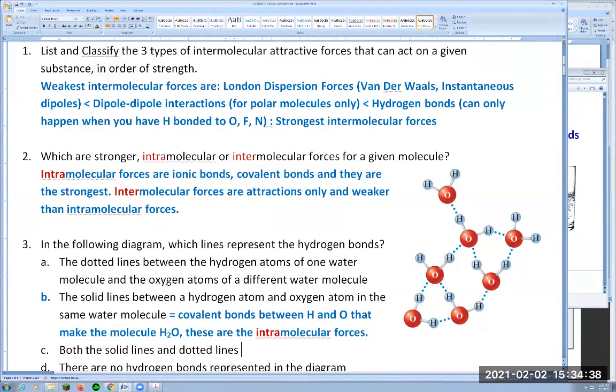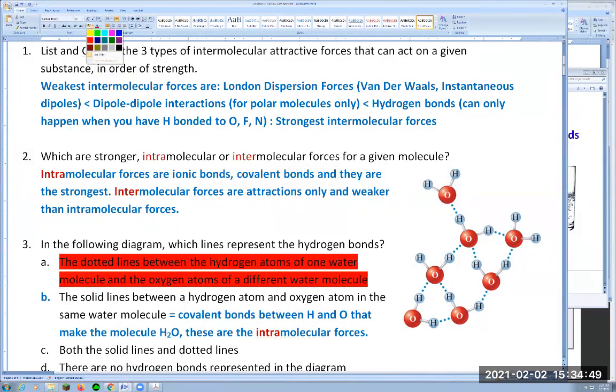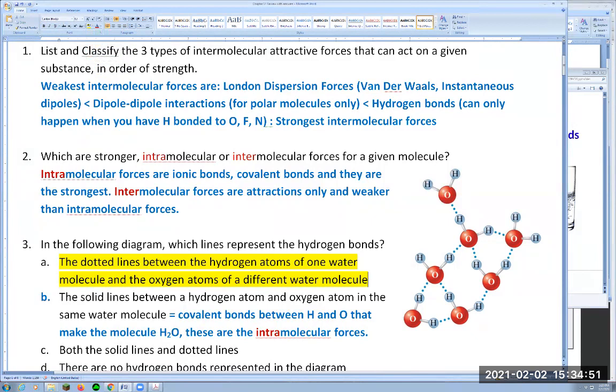So the dotted line between the hydrogen atom of one molecule and the oxygen atom of a different molecule, let me say that this is the right answer. This is what represents the hydrogen bond. It's those dotted lines between two different water molecules. That's very important here. It's between two different water molecules because intermolecular forces are acting between two different molecules, versus intramolecular forces, which are making up the molecules. So hopefully you see the difference here.